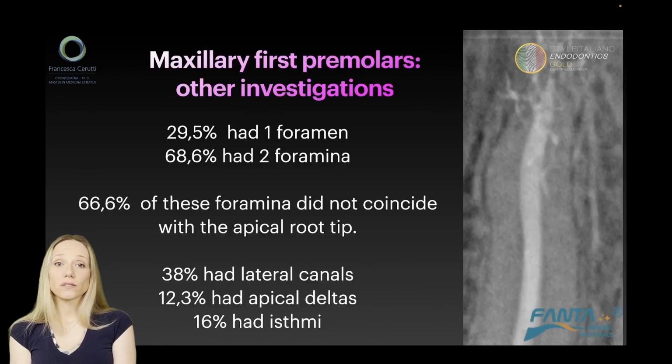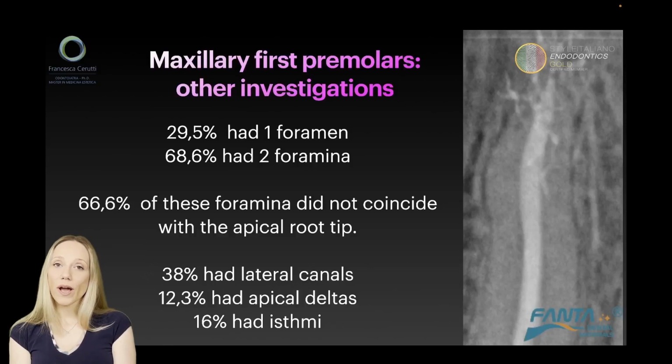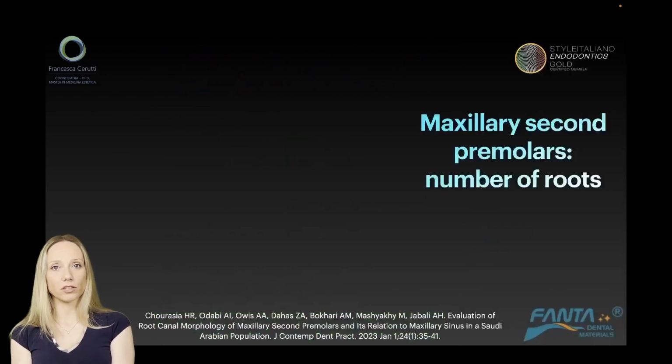And other investigations about maxillary first premolars were about the number of foramina. Most of them had 2 foramina and they hardly ever coincided with the apical root tip. And we also know that many of them, 38%, had lateral canals, 12.3% had apical deltas, and 16% had isthmuses. Why is that important? Because there is no endodontic file that is going to be able to treat an isthmus or an apical delta. So we will have to rely on a good irrigation and a good activation of the irrigant if we want to clean that portion of the root canal system.